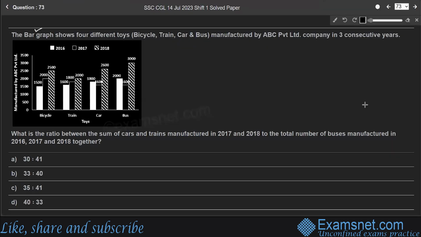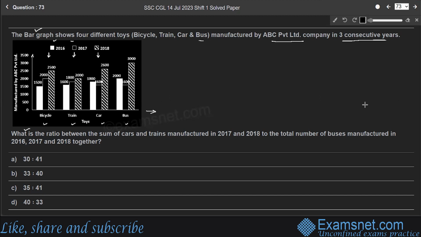Question 73. The bar graph shows 4 different toys, bicycle, train, car and bus, manufactured by ABC Private Limited Company in 3 consecutive years. Here students, in the given graph, along the x-axis 4 different toys are given, and along the y-axis the number of toys manufactured in 3 different years are given, right? Here the white shaded part represents toys manufactured in 2016. The blank part shows toys manufactured in 2017, and the black and white part shows toys manufactured in 2018.